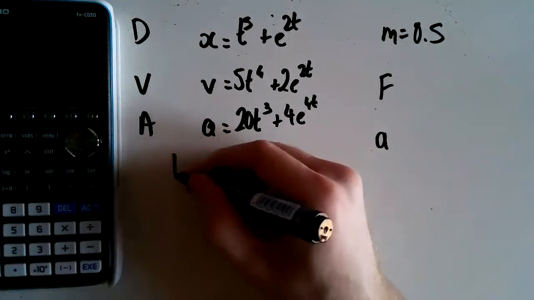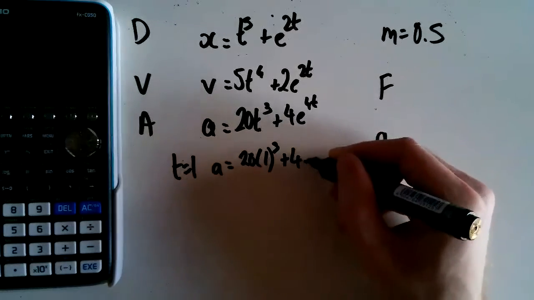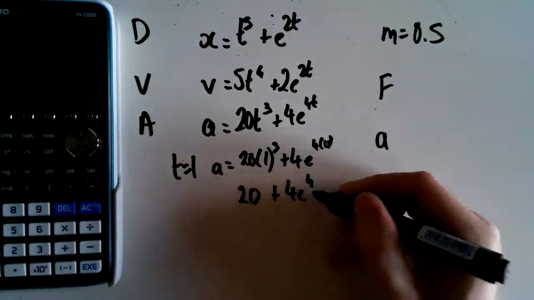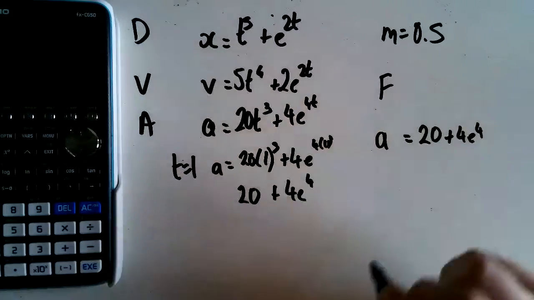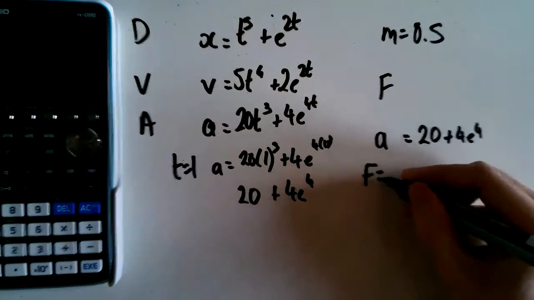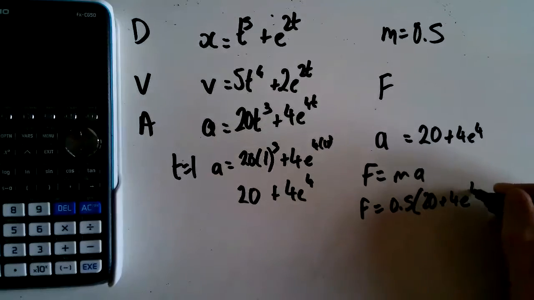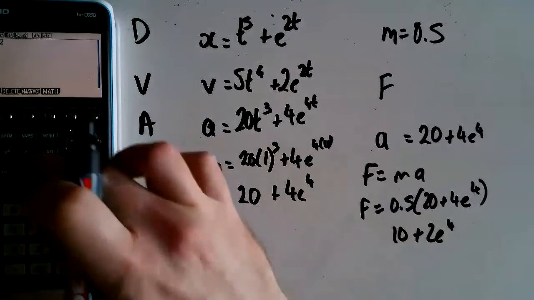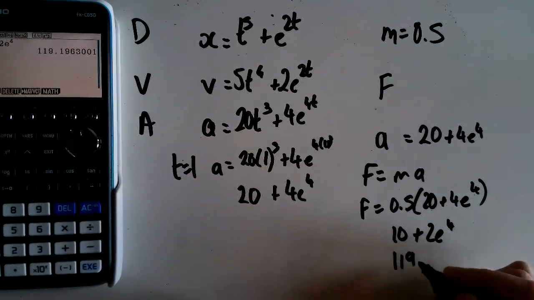So after 1 second, I'm going to sub in t as 1. I'm going to get 20 times 1 cubed plus 4e to the 4 times 1, which just gives me 20 plus 4e⁴. I'm not going to have my calculator yet. If you do have the calculator, just remember to store it or use the answer button. So to get the force, I'm going to use F equals ma. So F is 0.5 times 20 plus 4e⁴, which is 10 plus 2e⁴. So 10 plus 2e to the power 4 gives me 119.